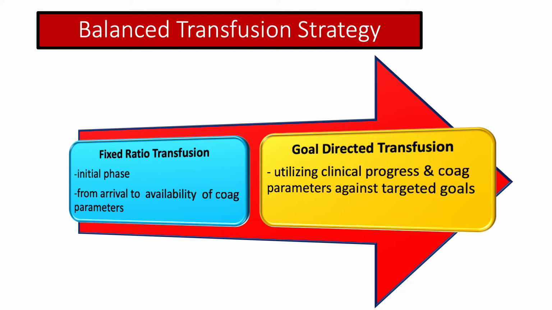It is a strategy whereby during the initial phase of resuscitation of a bleeding patient, we institute blood and blood products in a fixed ratio manner of 1:1:1 ratio. This should only happen from the point of arrival of the patient until the availability of coagulation parameters. Once we have our coagulation parameters, we should use those results to change our strategy to goal-directed transfusion.